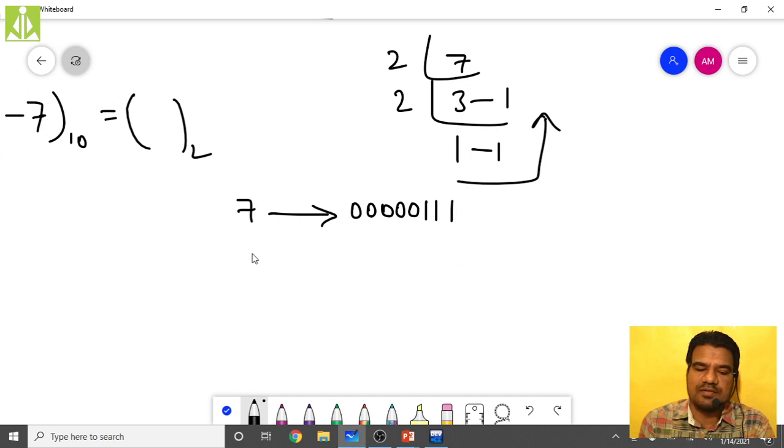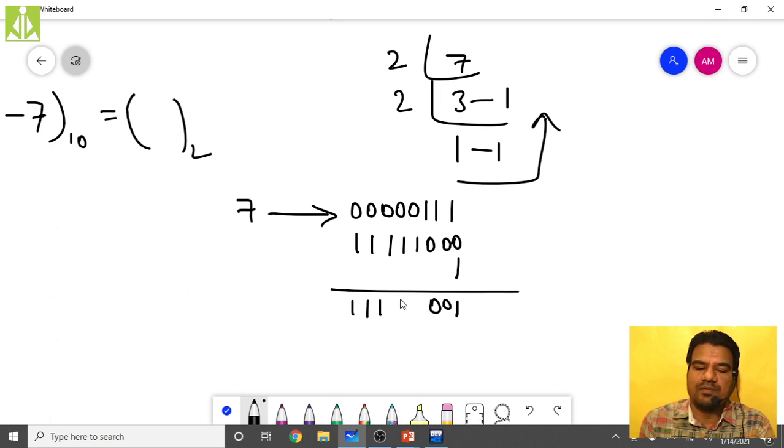So to get minus 7, what we have to do? Calculate the 2's complement of it. How we calculate 2's complement? Simply invert all the bits. So inverting all the bits, you will get 1 1 1 1 1, then 3 zeros. Then add 1 to it, you will get 1 0 0, then 5 ones, 1 1 1 1 1. This is your minus 7.